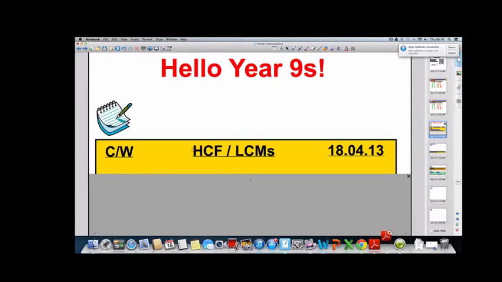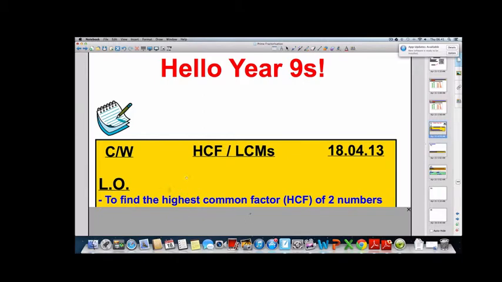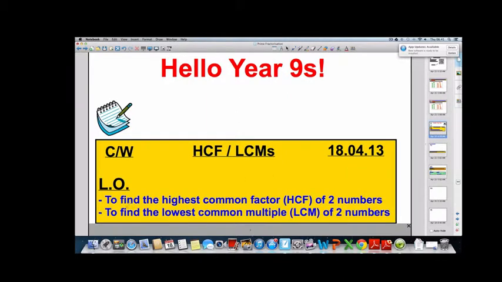Hi Year 9s, in today's lesson we're going to build on the work on prime factorisation we did in last lesson. Our title is HCFs and LCMs and the date is the 18th of the 4th, 2013. Now what are these about? Well, HCF, we're going to find the highest common factor of two numbers, and I'll go through what that is in a minute, and then we're going to find the lowest common multiple of two numbers, the LCM.